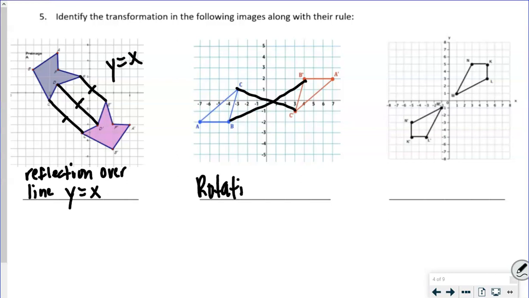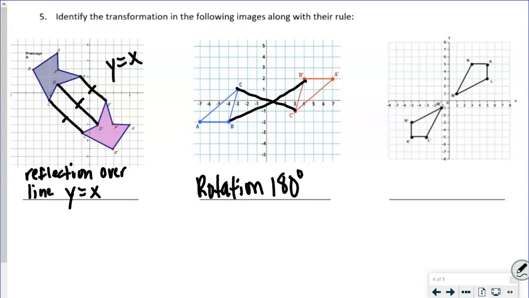So we want to figure out how far it rotated. Well, obviously it looks like it moved 2 quadrants. So just look at your C and your C prime. It went from quadrant 2 to 4. A went from quadrant 3 to quadrant 1. So this is a rotation of 180 degrees, right?